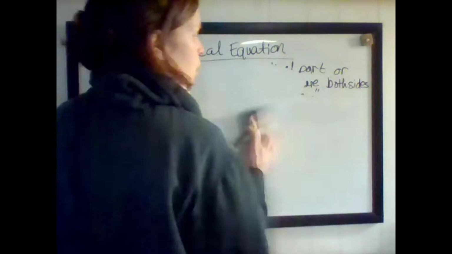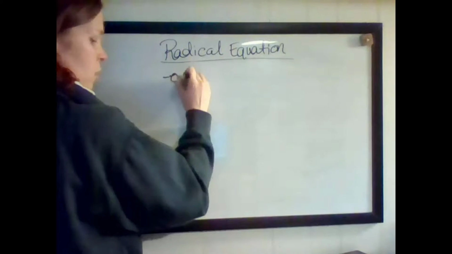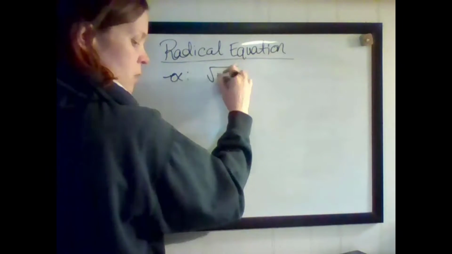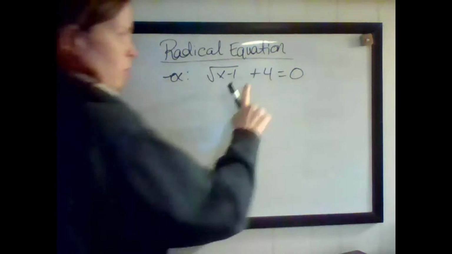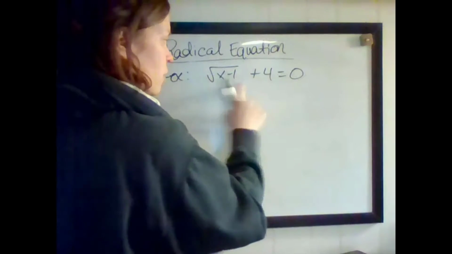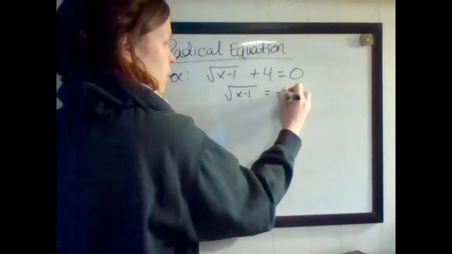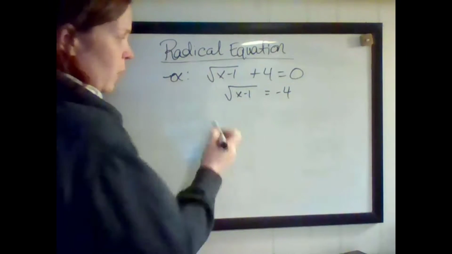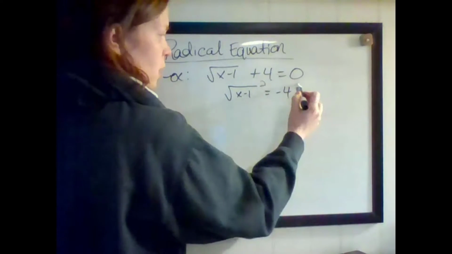So let's solve the square root of x minus 1 plus 4 equals 0. Okay, so first step, isolate the square root part. So I'm going to move the plus 4 over. It'll be a minus 4 on the other side. So now that I have the square root alone, I can square both sides.